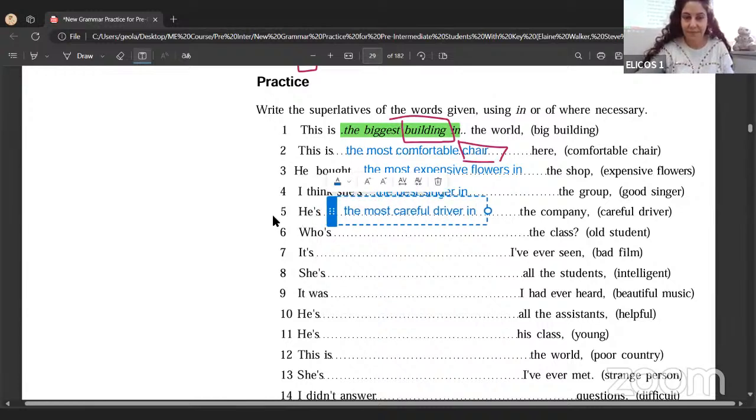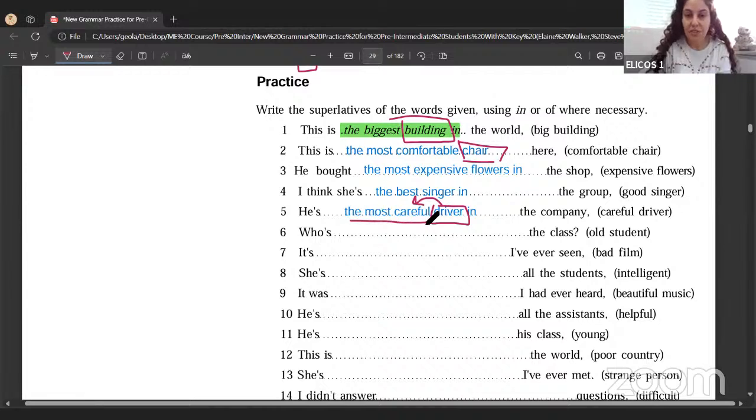He is the most careful driver in the company. Yes, so you always have to put the noun after the adjective. So we have the most careful, that's the adjective that we are now using to compare. And the noun is driver, and then we're saying in the company, because we're comparing, he is the most careful, like he's a good driver, compared to many, many of the drivers in the business, in the company, in the work.